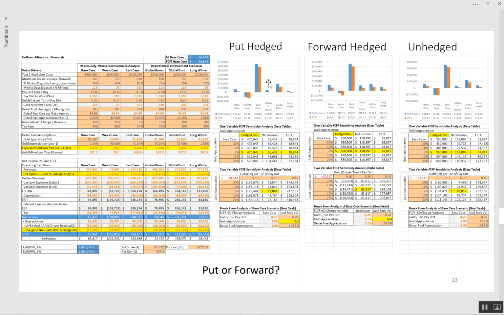A put option, it seems like the best of both worlds. I mean, if the price goes up, I make a lot of money. But if the price goes down, I'm worse than both these other scenarios because I wind up paying that $75,000 premium.